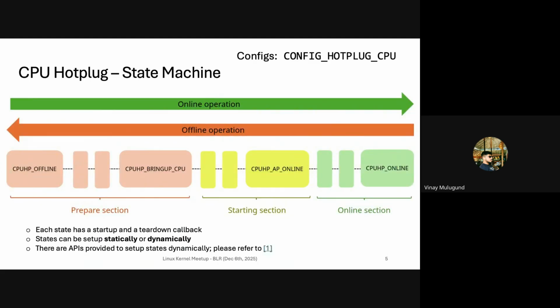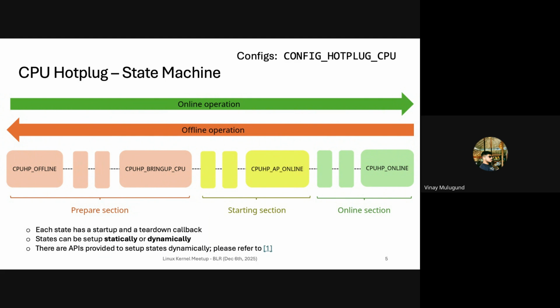Up till now we were discussing an online operation. Let's talk about what happens when we are doing an offline operation. The state machine will start somewhere here and start executing callbacks one by one. In the online section, those callbacks are executed by the hotplug CPU, the CPU which you are trying to offline. All these callbacks are subsystem specific, Linux kernel specific.